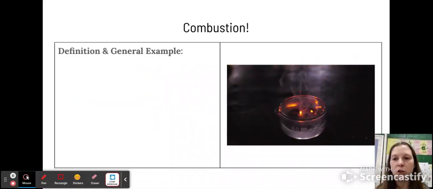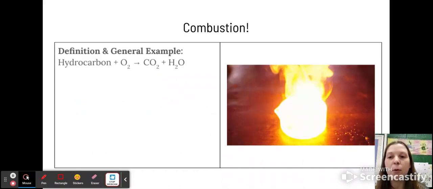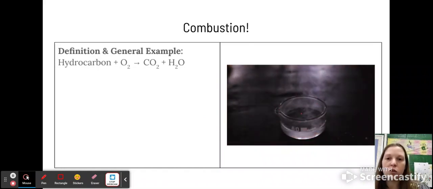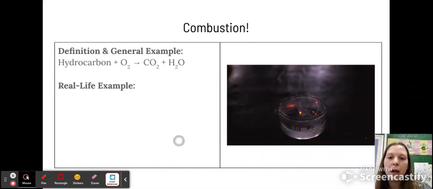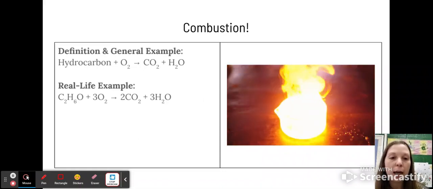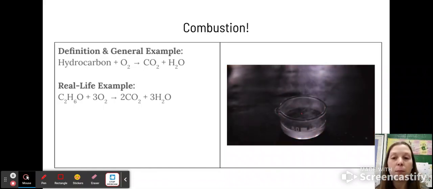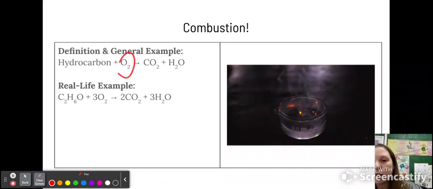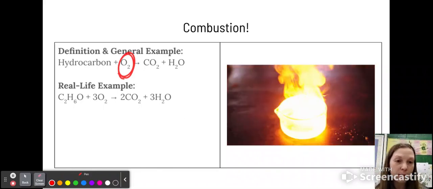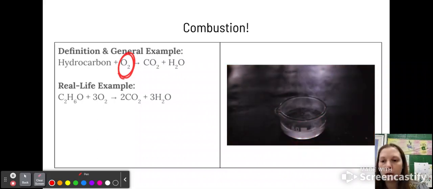And our last one is combustion. This is everybody's favorite. So the generic example and definition are the same. It would be a hydrocarbon plus oxygen gas yields CO2 plus water every time. A real life example here is taking a sugar and burning it in the presence of oxygen. You obviously have to have some sort of spark, but the biggest key thing here is that oxygen has to be a reactant. It has to be. Without oxygen present, something cannot burn because that's the fuel for a flame. Okay.